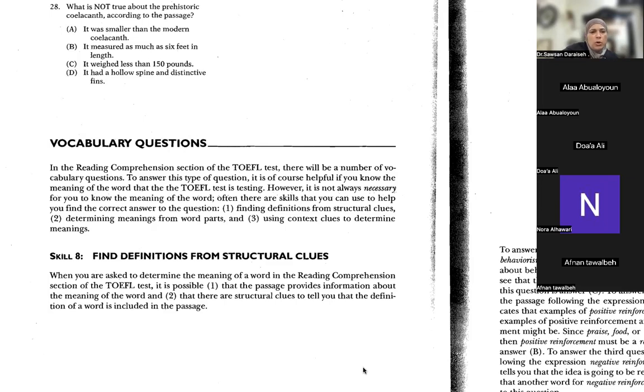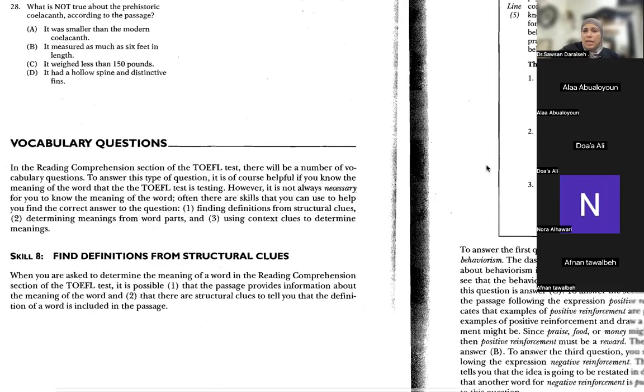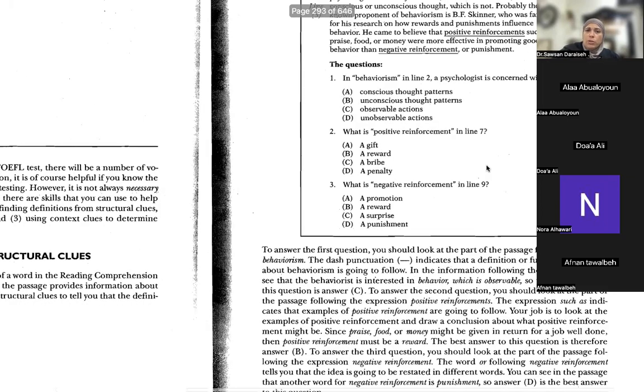So, the passage provides information about the meaning of the word. Of course the text always provides us with information about the meaning of this word, okay? There are structural clues to tell you that the definition of a word is included in the passage. And sometimes they actually define the word and its meaning. Okay? So we want to try to find that.